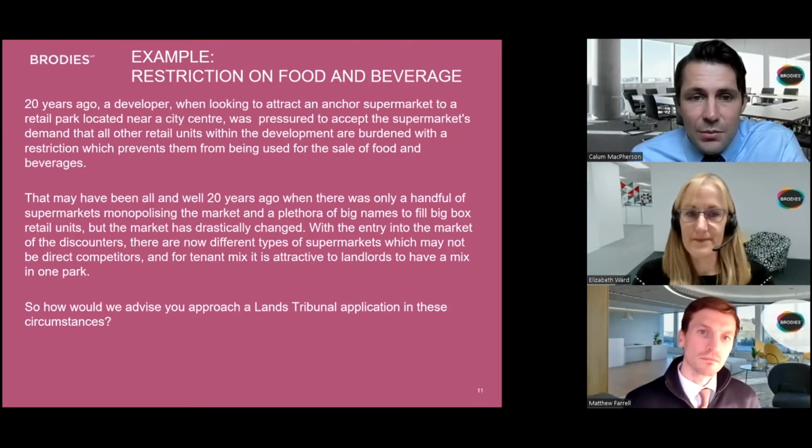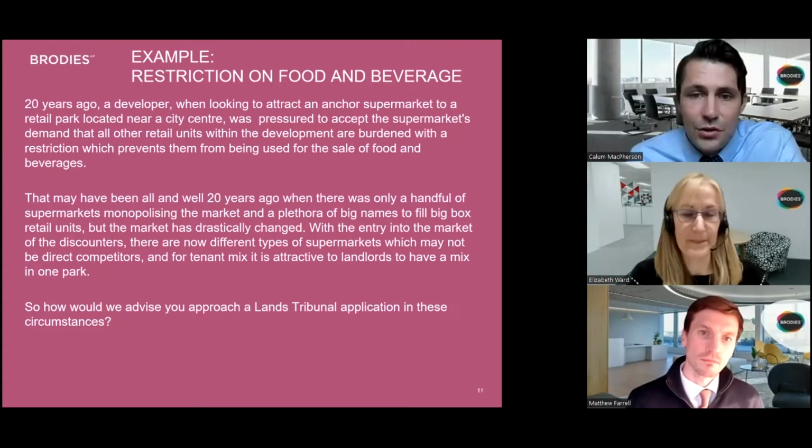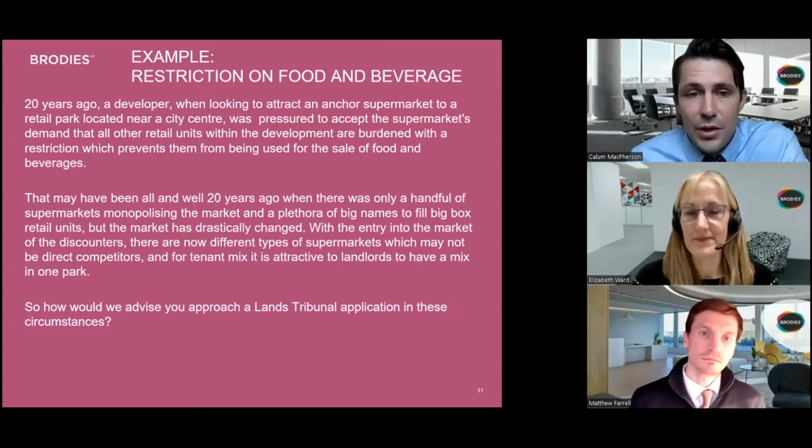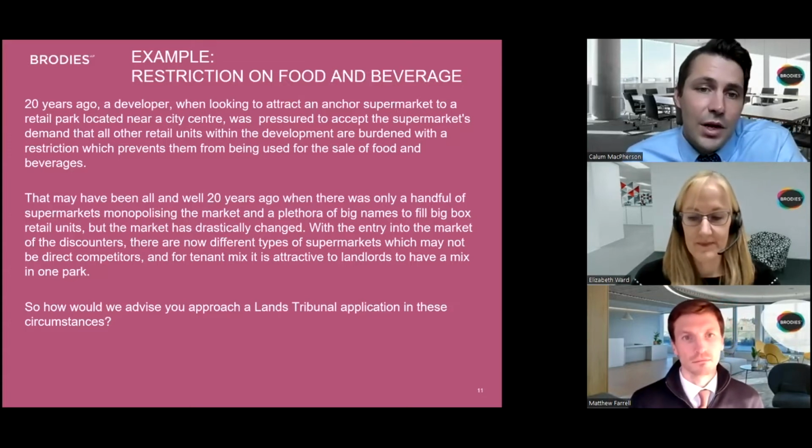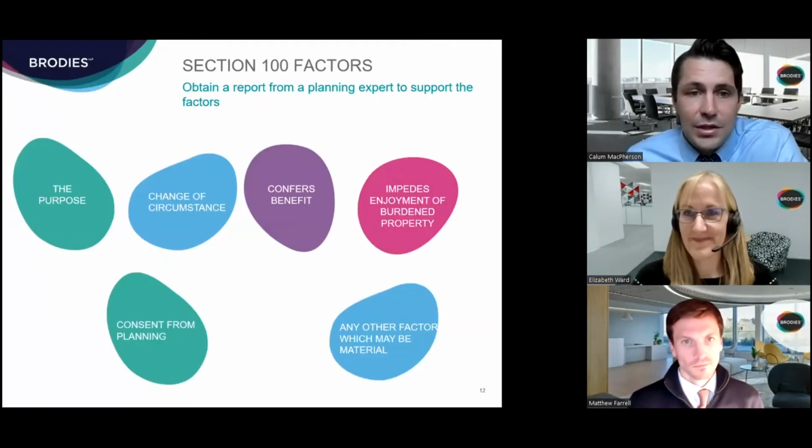So if you have that type of condition and you want to secure a new tenant that has been prevented by it, how should you go about preparing your application to the Lands Tribunal? And if we could go to the next slide, please.